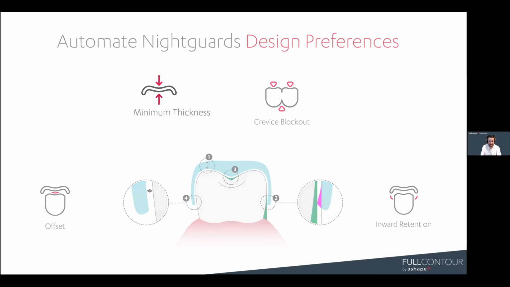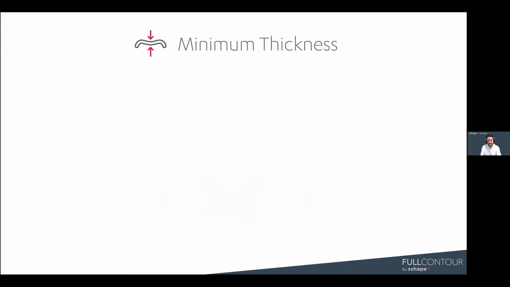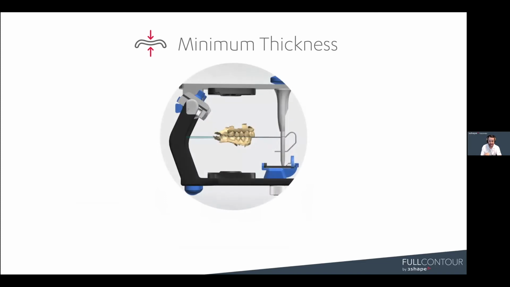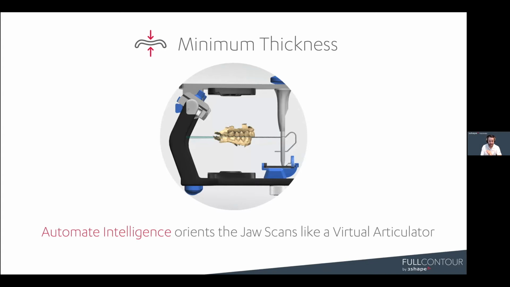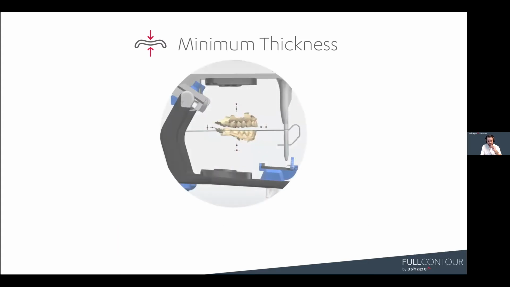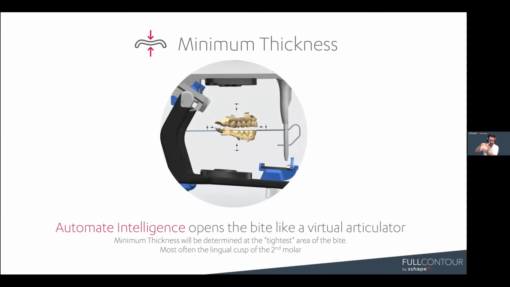So we're going to go a little bit deeper into minimum thickness. This is really awesome how we achieve this, and we're taking the bite relationship into consideration. So you upload your scans, upper and lower scan need to be present in occlusion. And then the automated intelligence orients the jaw scans like a virtual articulator would, right? We establish a TMJ relationship to the arch. And then we open the bite relative to the minimum thickness that you requested. So we open the bite in a hinge-like movement, and then we determine the tightest area of the bite.